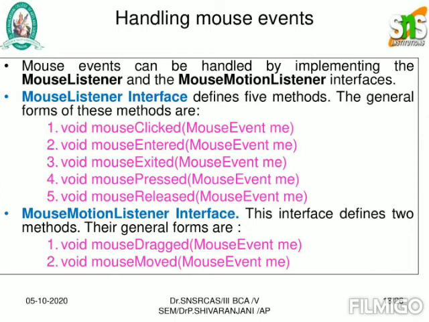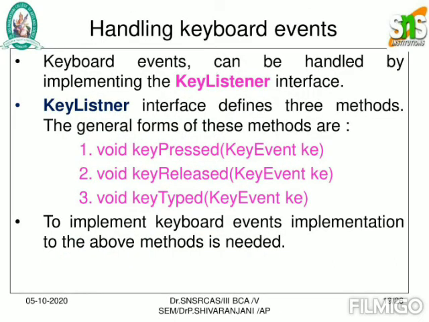So the mouse motion listener interfaces will be used in your programming. The next one is handling keyboard events. The keyboard events can be handled by implementing the interface called the key listener interface. Similarly, the listener interface has 3 methods: the user can press, release, or type. So these 3 listen activities can be performed in the keyboard events.